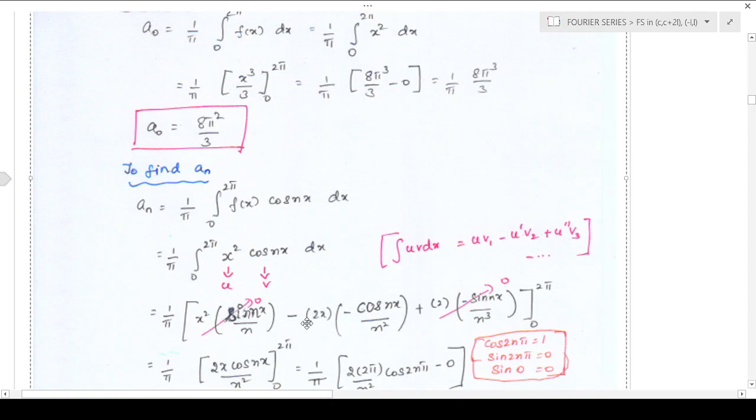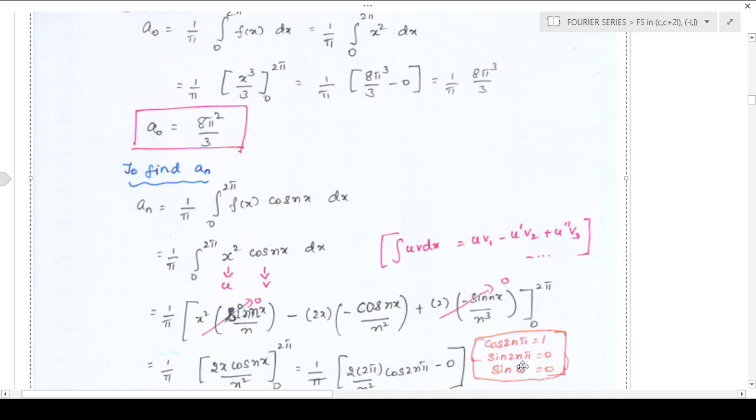Then again you have to differentiate this u dash. U dash is 2x here. If you differentiate it, it is 2. Then integrate this v2. Cos integration is plus sin nx by n. Already minus 1 by n square is there. So minus sin nx by n cube, children.